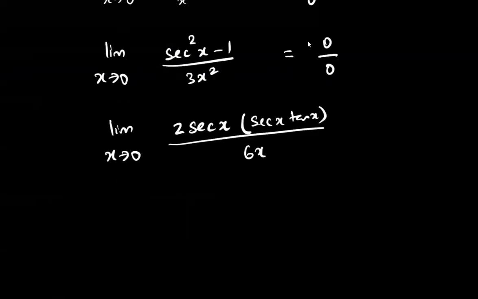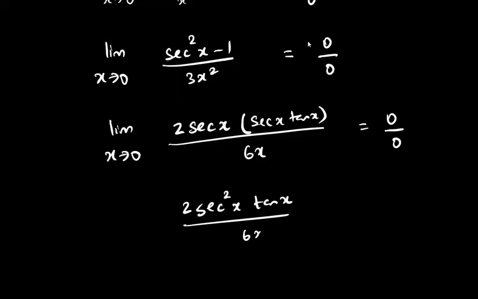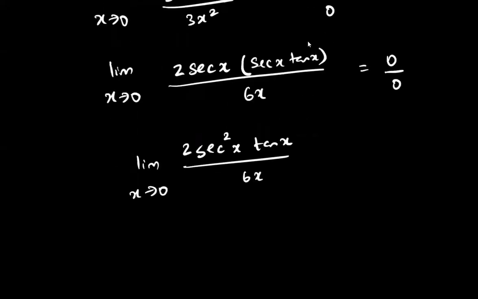Now, secant 0 is 1, but tan 0 is 0, right? So this becomes 0 over 0. So I'm going to do this a little bit quickly. So this is 2 secant squared x tan x over 6x. So I'm going to take the derivative again now because I had a 0 over 0.